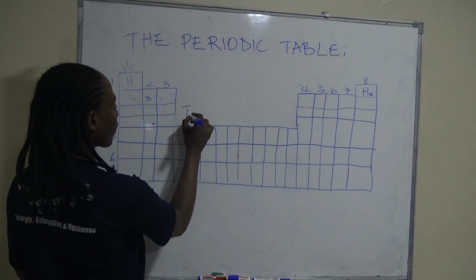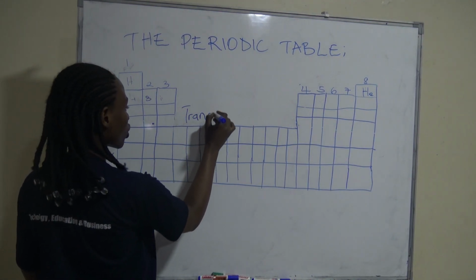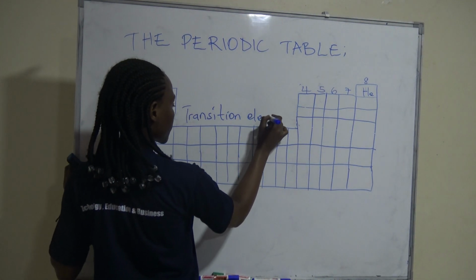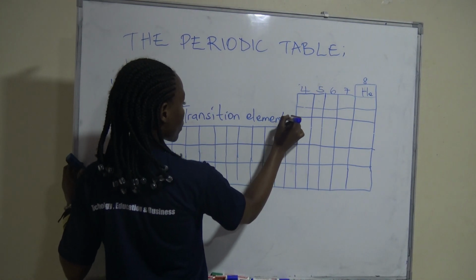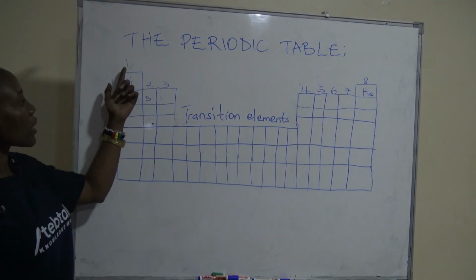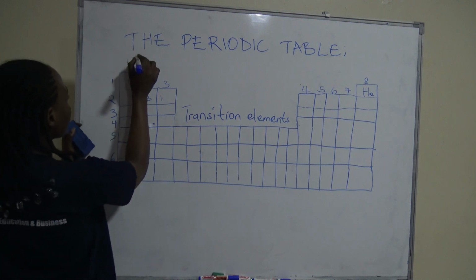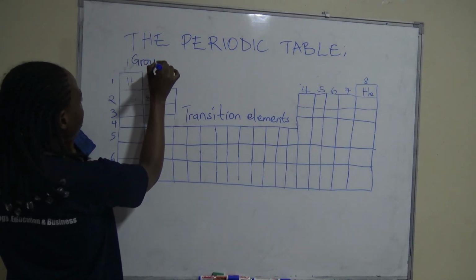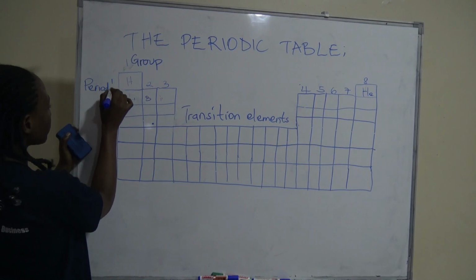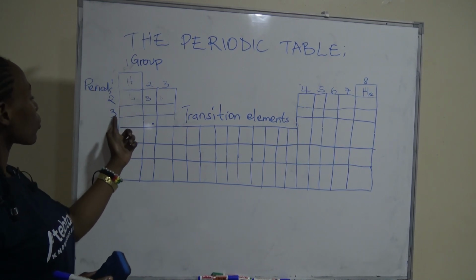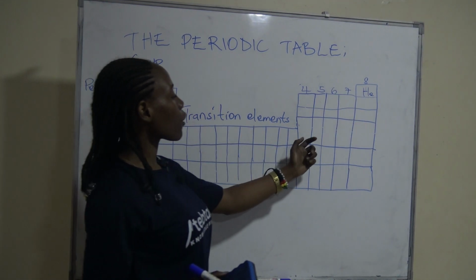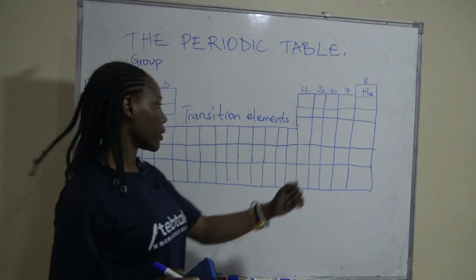So the ones here are the ones we call the transition elements, and most of them are metals. So as we said, these are the groups, and then these are the periods. So period 1, 2, 3, 4, 5, 6, 7. Group 1, 2, 3, 4, 5, 6, 7, 8.